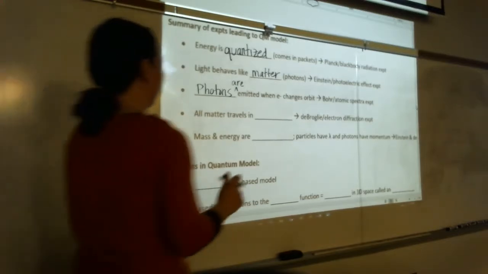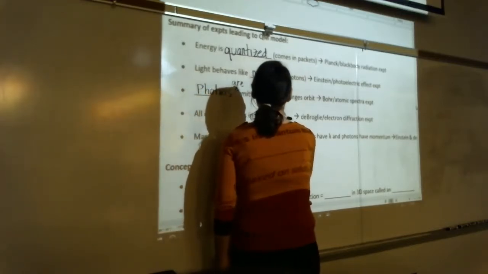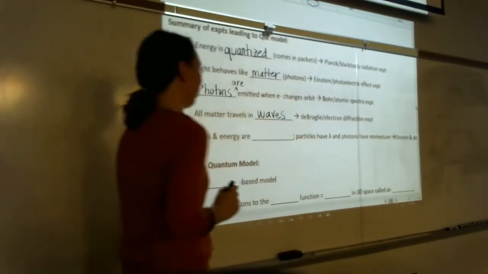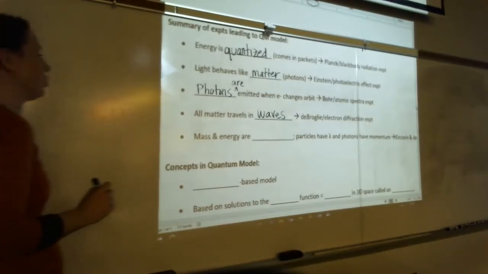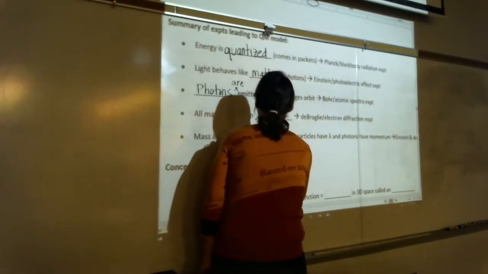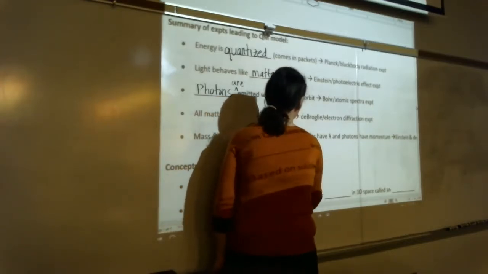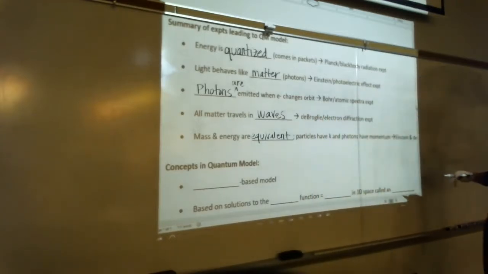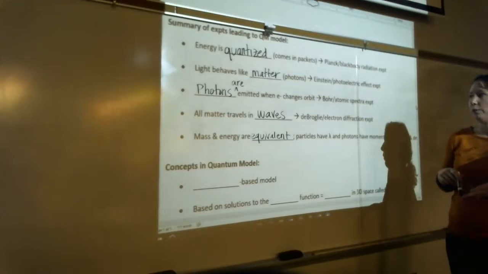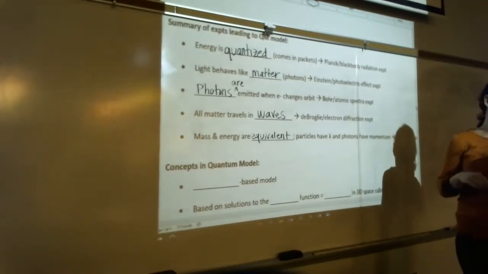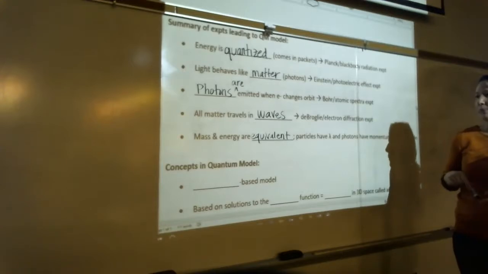And then all matter travels in waves. That's from de Broglie, that was the scientist's name, and the electron diffraction experiment is the experiment that led to that. And then the last one, mass and energy are equivalent. Particles have wavelength and photons have momentum. That's Einstein and de Broglie together. So energy is quantized, light behaves like matter, photons are emitted when we change orbits. And remember we learned on Friday how to calculate the wavelength and the color and all that. All matter travels in waves and mass and energy are equivalent.